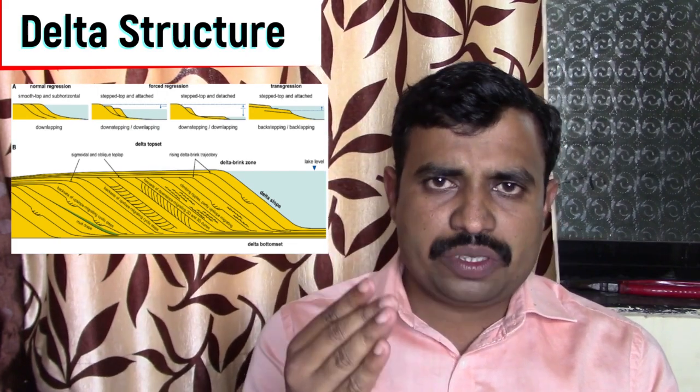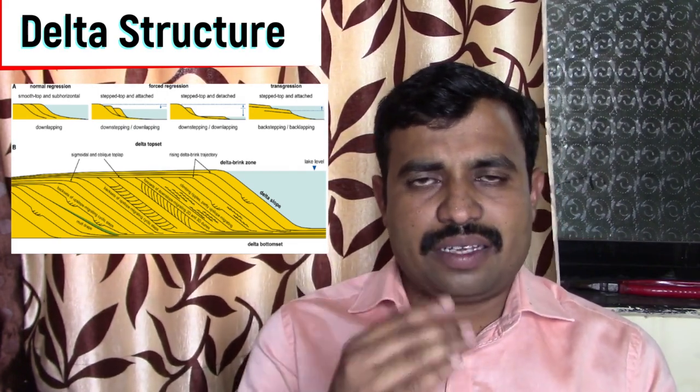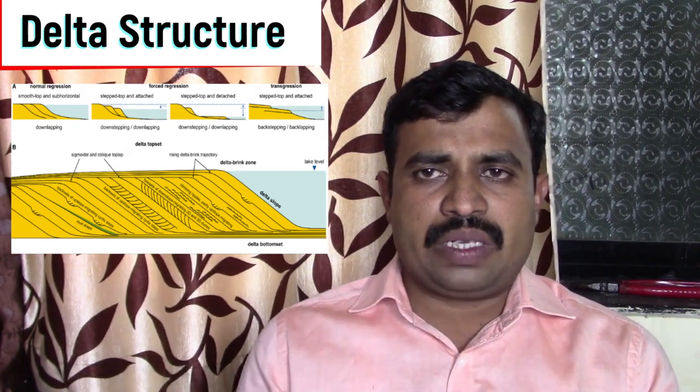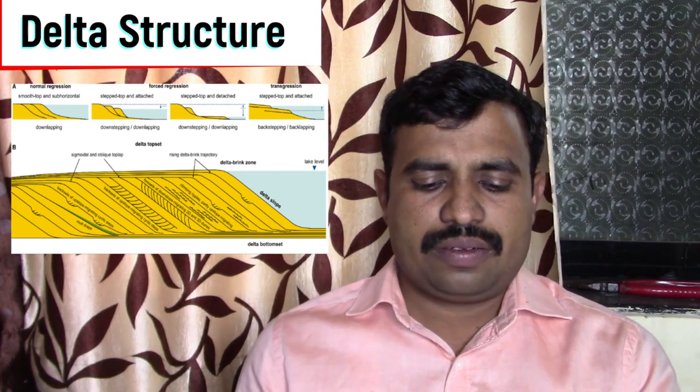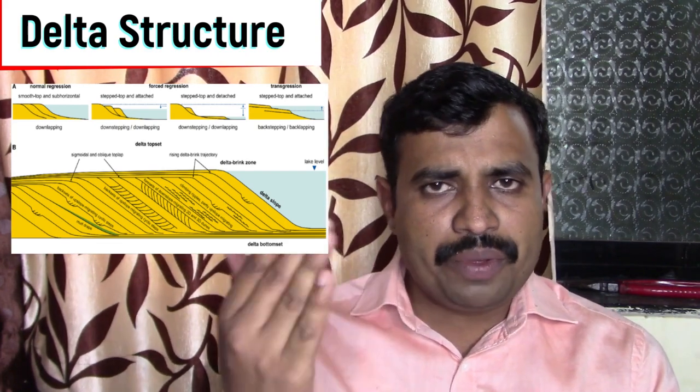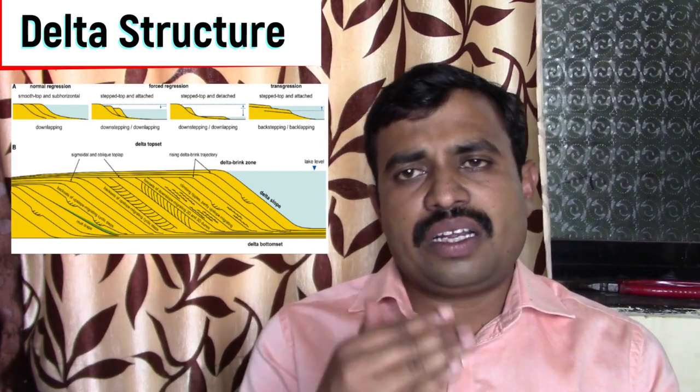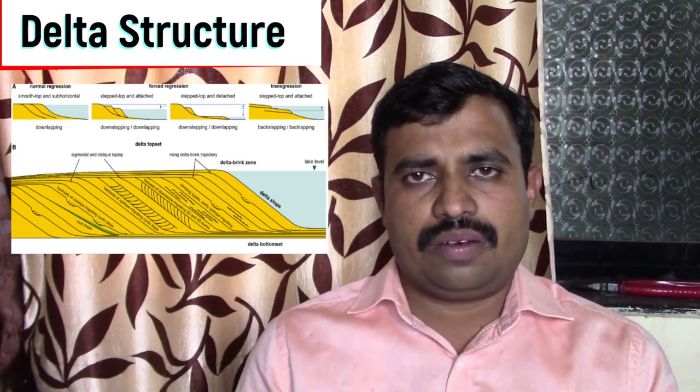They are at high position from the mean sea level, so that is nothing but the top set. Then foreset. Below the top set there is a foreset, and these are generally steeply dipping or inclined beds towards the sea. They are always under sea water, so that is nothing but the foreset.